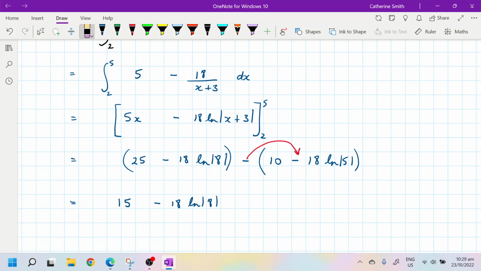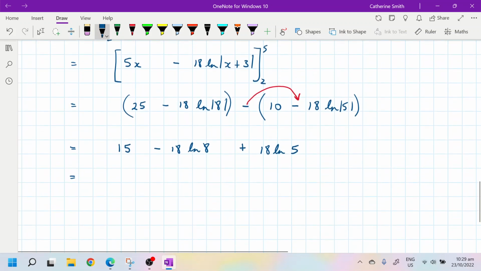And of course, we know that 8 is a positive number, so we can just write 8 in there, and then we're going to add 18 log 5. Put it in the calculator, and what you get, so I've done this earlier, the answer is 6.540 square units. So you can go units squared or square units, and that will be your answer.